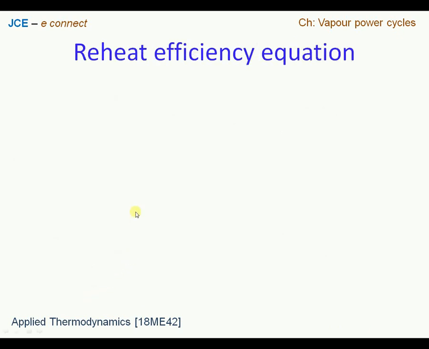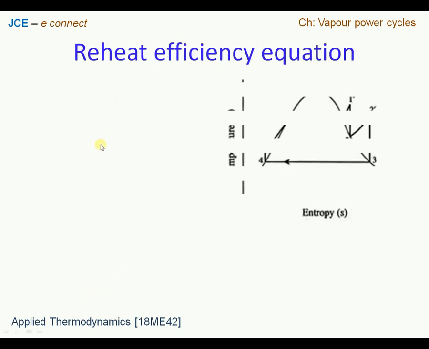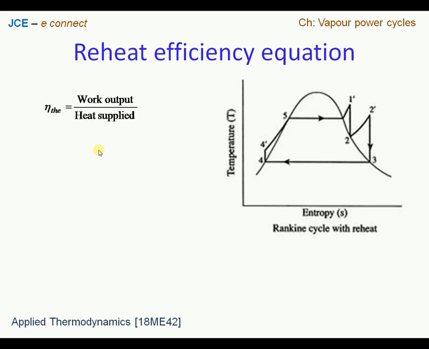Now moving further, let us write down the thermal efficiency equation. So we have the thermal efficiency equation as net work output divided by the heat input. Since it is a net work output, we have turbine work on one side and then we have pump work on the other side.